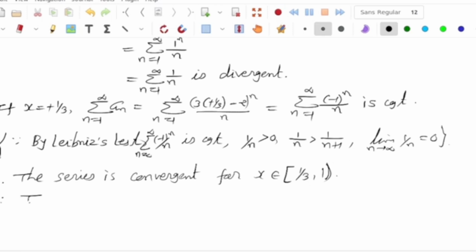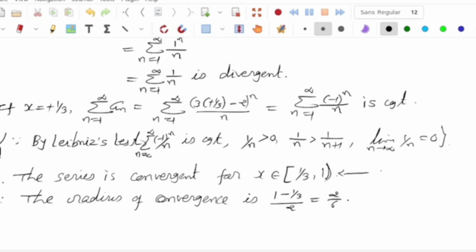Therefore the radius of convergence is, what is the radius? That is the half length of this interval. So that is 1 minus 1 upon 3 divided by 2. So this is 3 minus 1, that is 2 upon 3, divided by 2, which is 2 upon 6. This is the radius, and this is the interval of convergence.